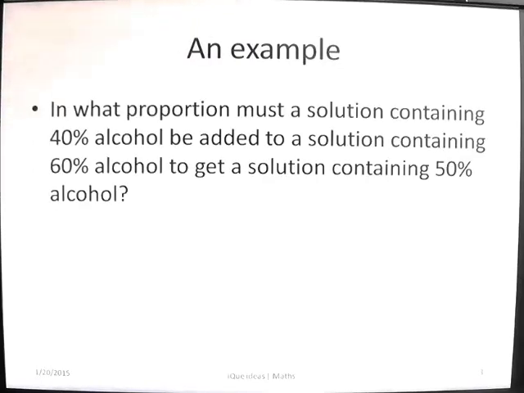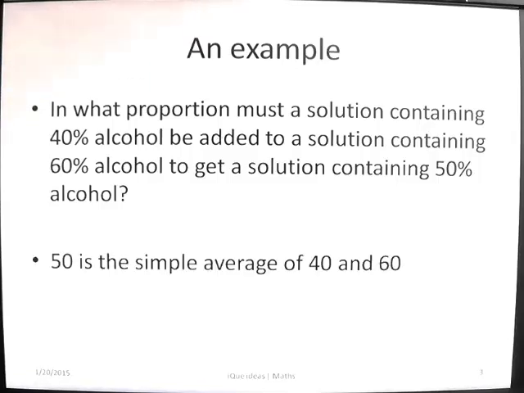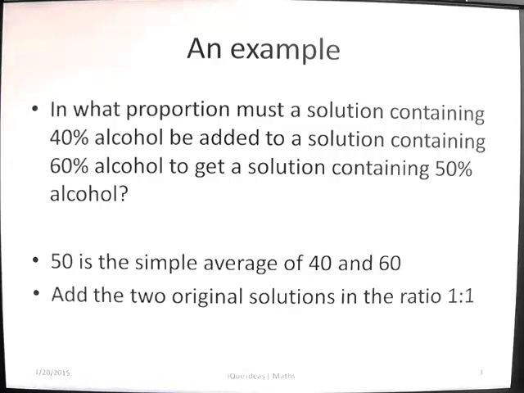Let's say that in what proportion must a solution containing 40% alcohol be added to a solution containing 60% alcohol to get a solution containing 50% alcohol? Well, if you have understood this question, then we can simply look at it and say that 50 is the simple average of 40 and 60. So if I am adding a solution of 40% alcohol and one of 60% alcohol, then just add the two original solutions in the ratio of 1:1 and the resultant solution will contain 50% alcohol.